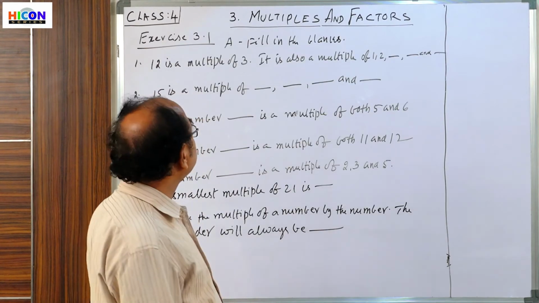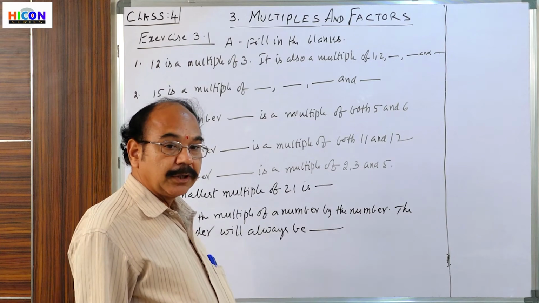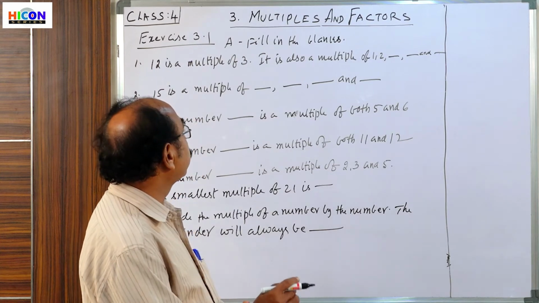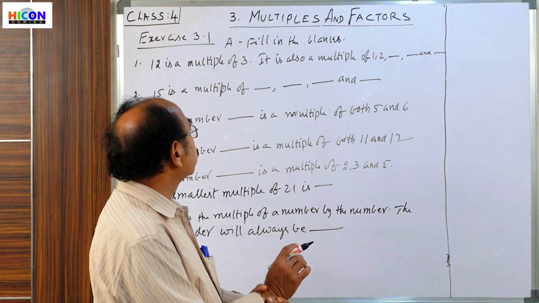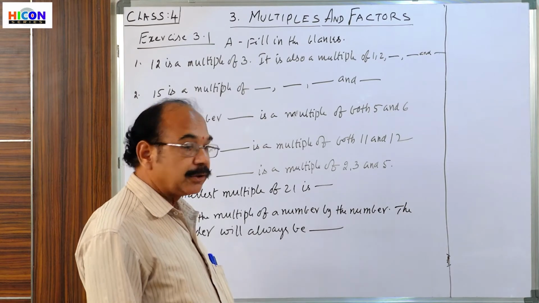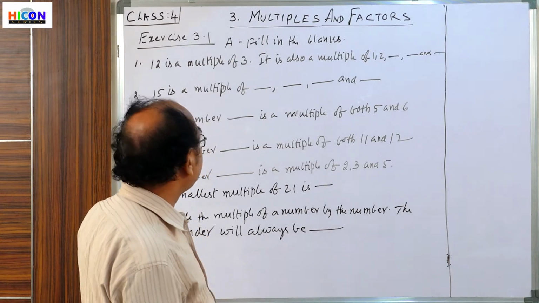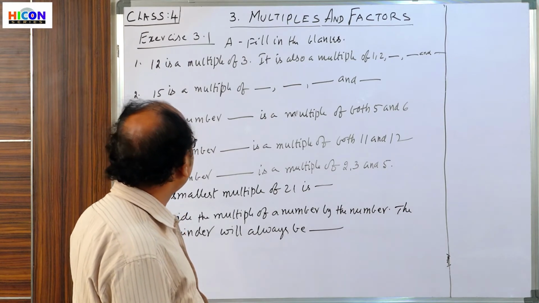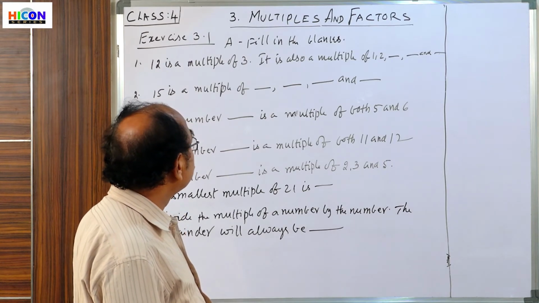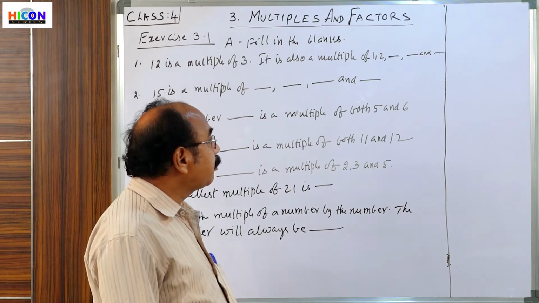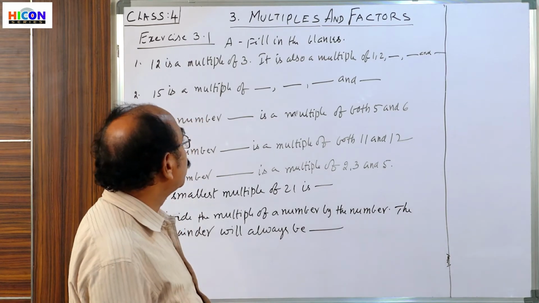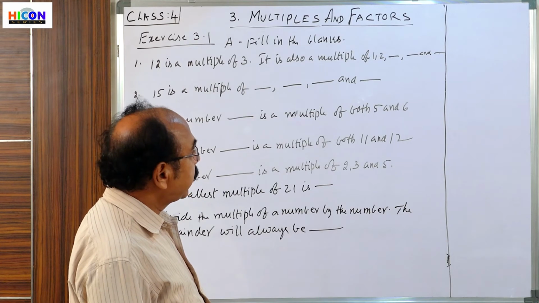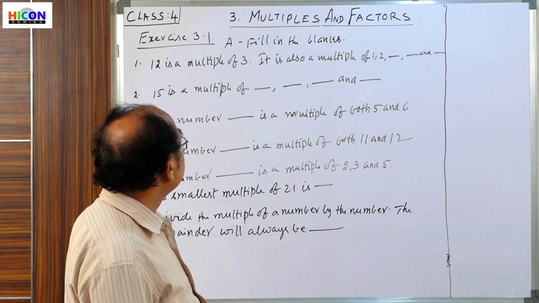Children, go to exercise 3.1. In exercise 3.1, some objective type questions are there. Fill in the blanks in section A. First one: 12 is a multiple of 3. It is also a multiple of 1, 2, dash, dash, and dash.